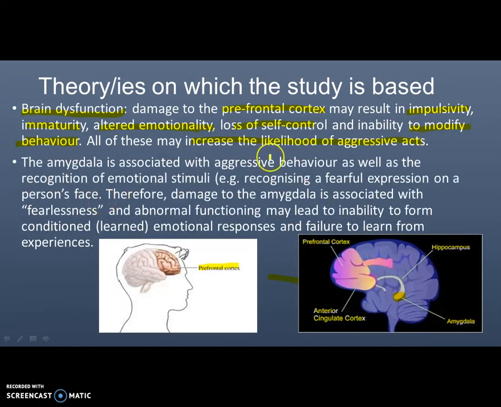So the amygdala is associated with aggressive behaviour, along with the recognition of emotional stimuli, like being able to tell when someone is scared on a person's face. So damage to the amygdala could be associated, or has been associated, with fearlessness and abnormal functioning. So learning emotional responses, appropriate emotional responses, might not be possible if we have damage here or faulty activity here.